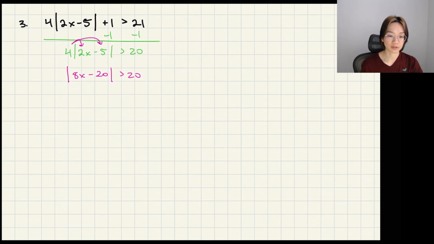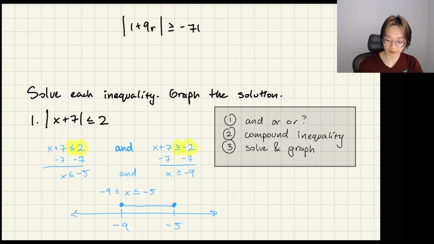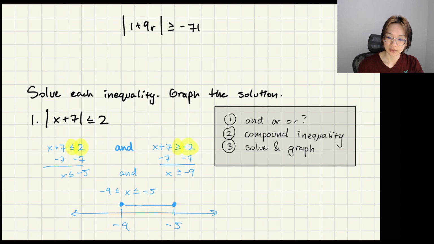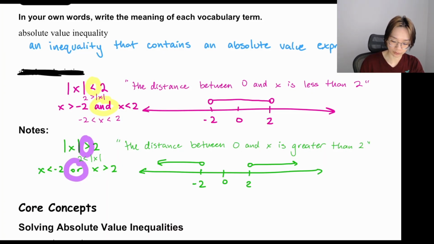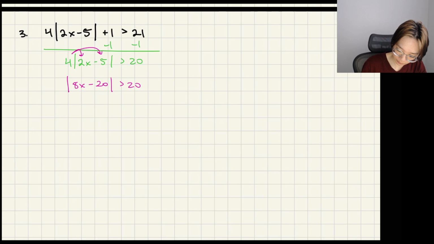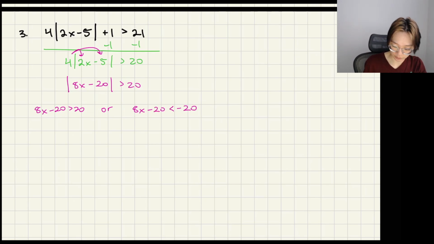Now from here, you can split it into 2. It's the absolute value side. Now you can figure out, is it and or? Absolute value side is greater, and greater means or. So this one's going to be an or, and now we split it into our 2 inequalities. 8x minus 20 is greater than 20, or 8x minus 20 is less than negative 20.